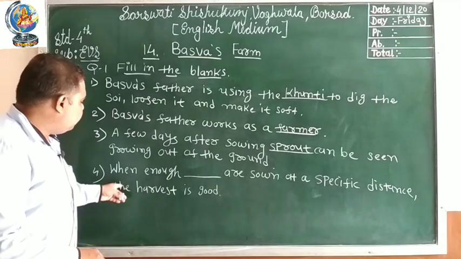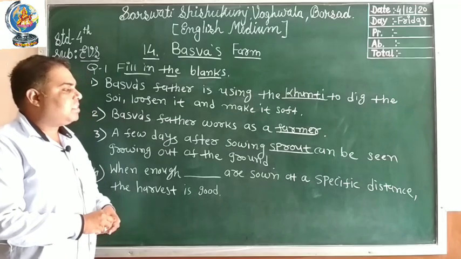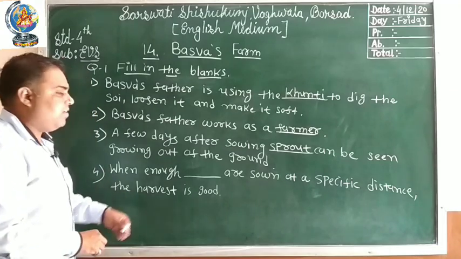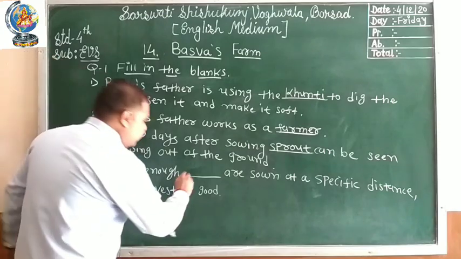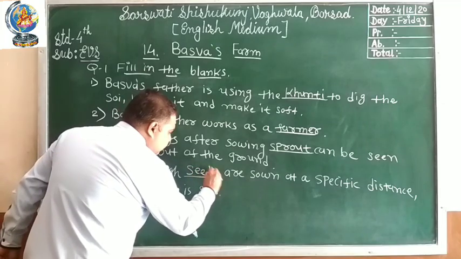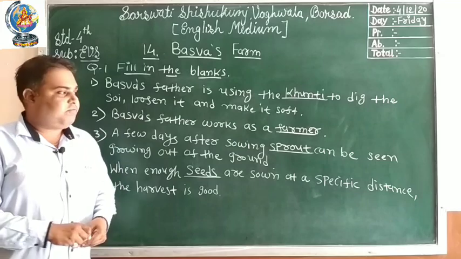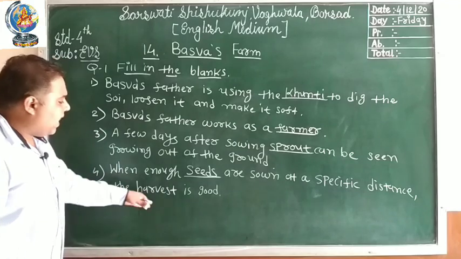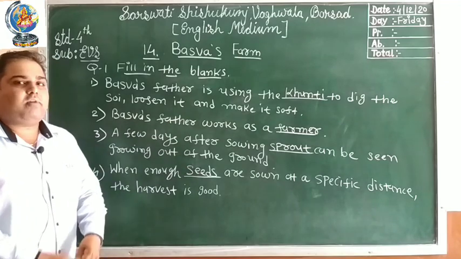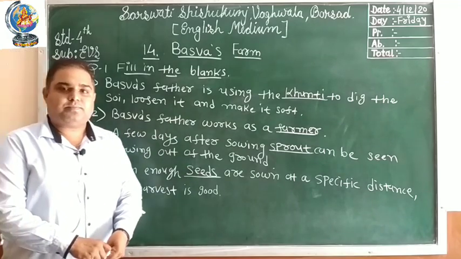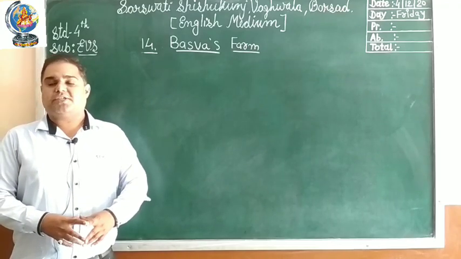And students, the fourth blank is: when enough blank are sown at a specific distance, the harvest is good. So the answer is seeds. When enough seeds are sown at a specific distance, then the harvest is good. So students, these are the answers of fill in the blanks. Students, the second question is to answer the following questions.